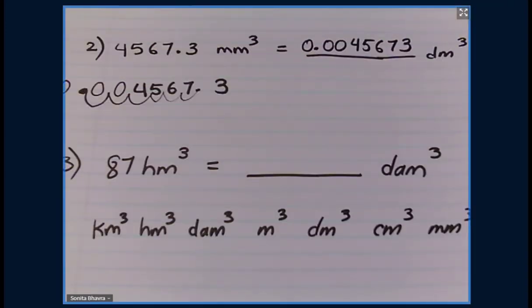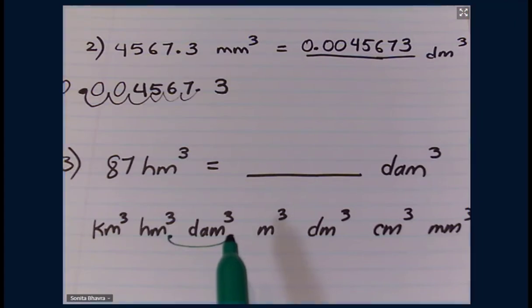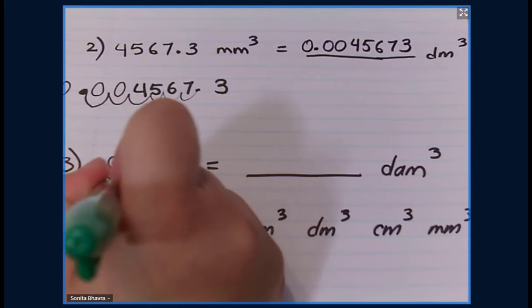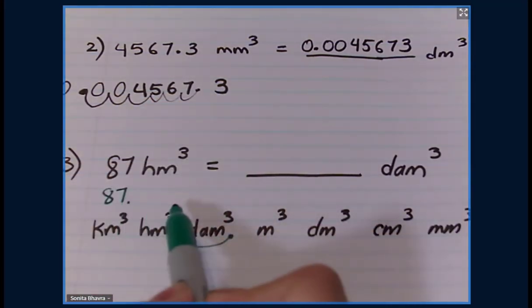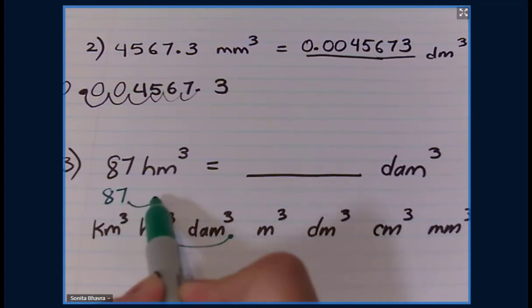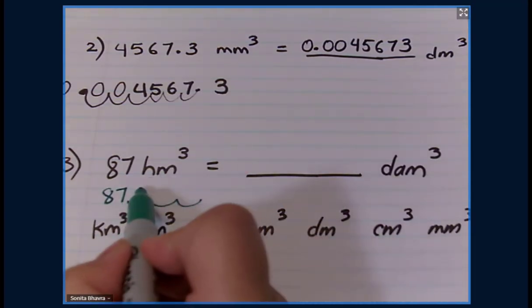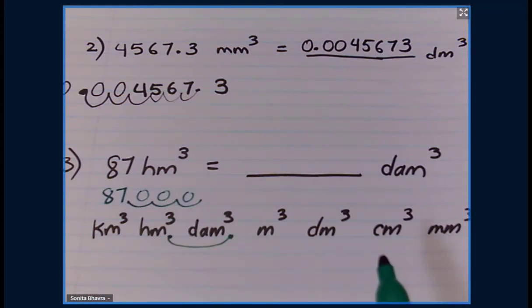Okay, so our next example, we're going from hectometers to decameters. So we're given 87 hectometers cubed, and we need to get to decameters cubed. So hectometers to decameters is just 1 decimal place if it was linear. But because we're looking at volume, we have to multiply that by 3. So 1 times 3, we're actually going to be moving 3 decimal places. So that puts me at 87. Our decimal place is here. I'm going to move that 3 decimal places to the right, 1, 2, 3, which gives me 87,000 decameters cubed.